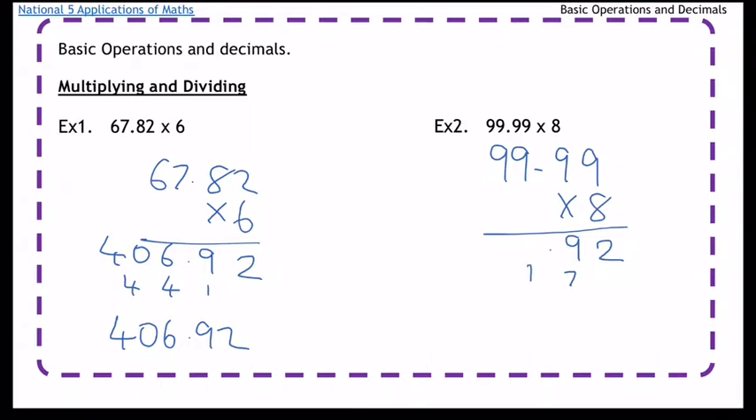And that's the decimal point. 8 times 9 is 72, plus 7 again is 79. And then 8 times 9 is 72 plus 7 is 79. So 799.92.